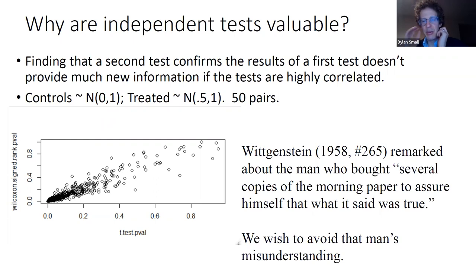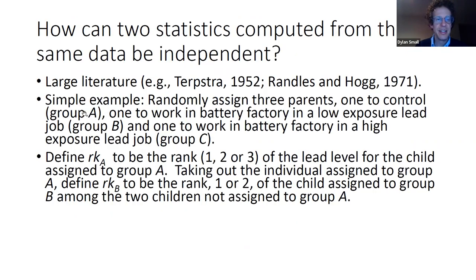The philosopher Wittgenstein remarked about the man who bought several copies of the morning paper to assure himself that what it said was true. Of course, buying a second copy of the same paper, if it says the same thing, at least you can verify there wasn't some kind of printing mistake. But you're not really learning much new from that second newspaper. That's what we want to avoid, that misunderstanding, by not having highly correlated tests and ideally having independent tests. So you might be thinking, okay, now I've got one study, how am I going to get two independent tests?